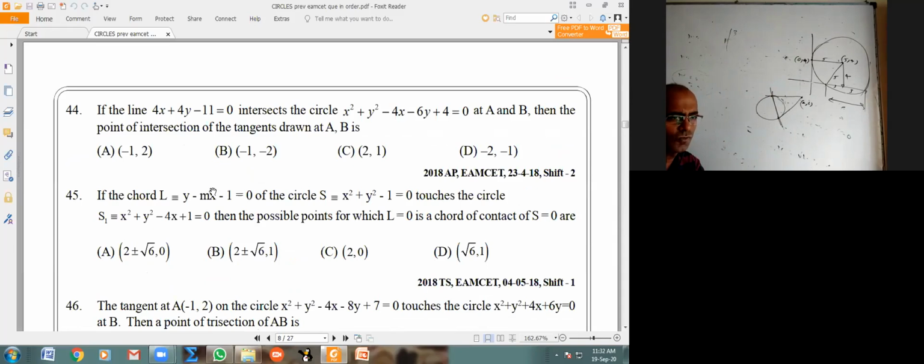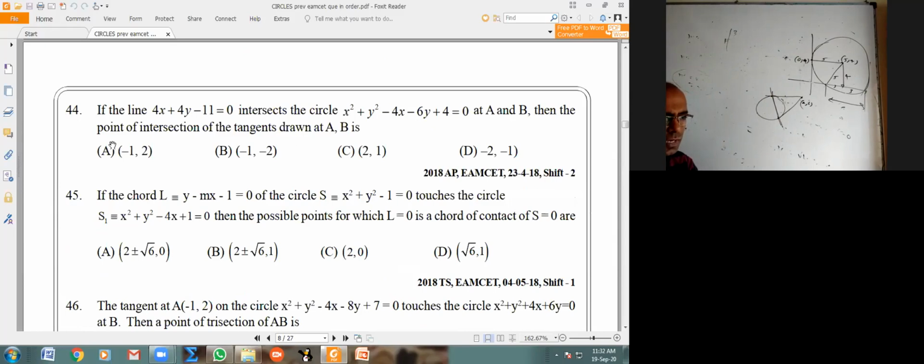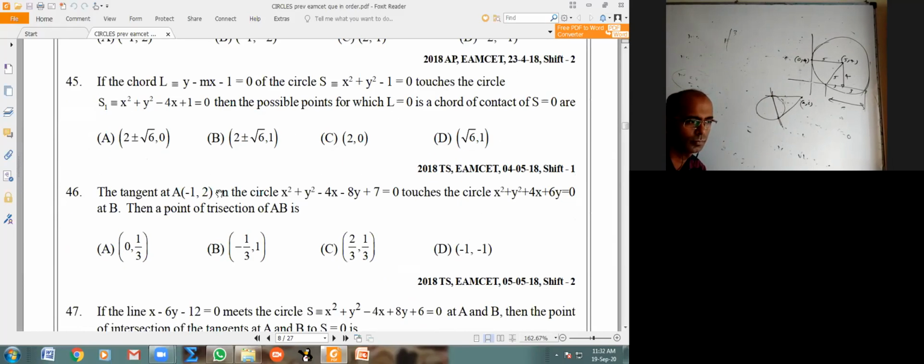Okay. 44, any doubt? Similar question, 44. In fact, you can take the options and do S1 equal to 0. Take each option, do S1 equal to 0, and whichever gives the question's line, that is correct. 45, any doubt?